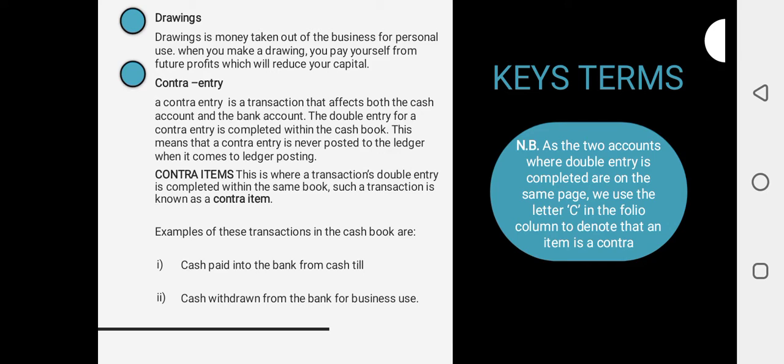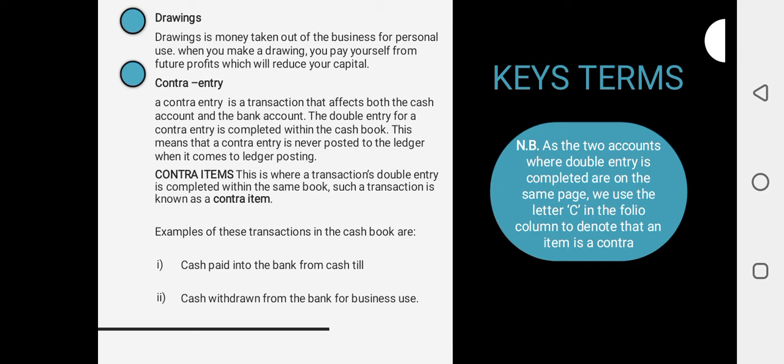That is a contra entry, meaning two accounts are being affected. The cash account is giving out money to the bank account, meaning in your cash book, you are going to credit your cash account and debit your bank account. Is that clear? Another example is cash withdrawn from the bank for business use.